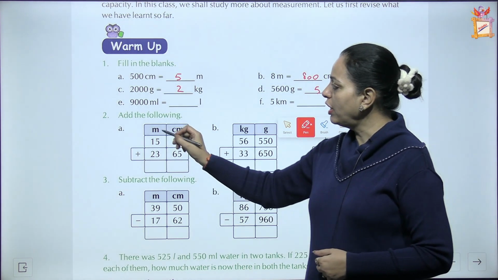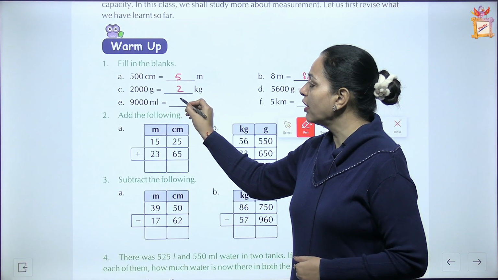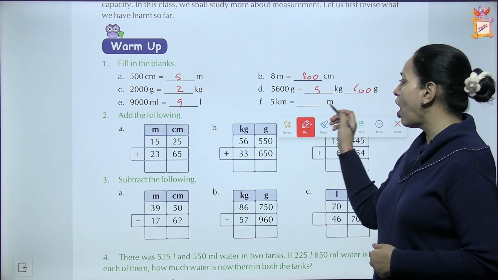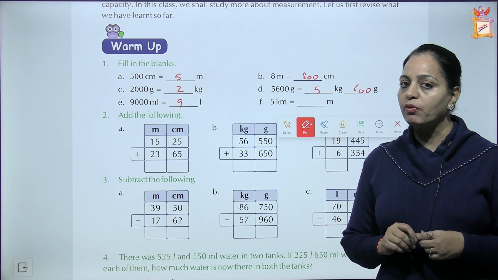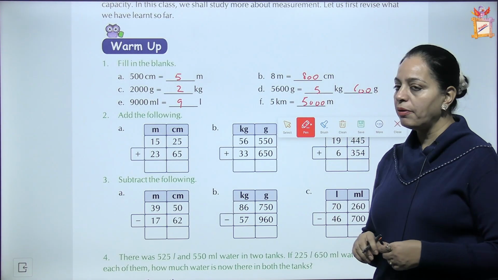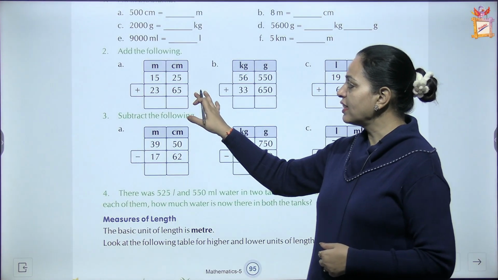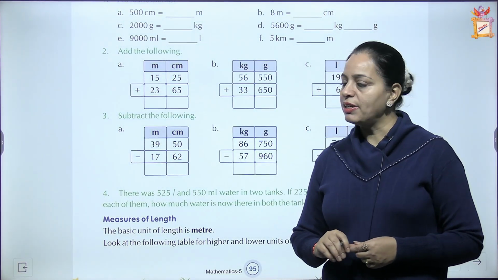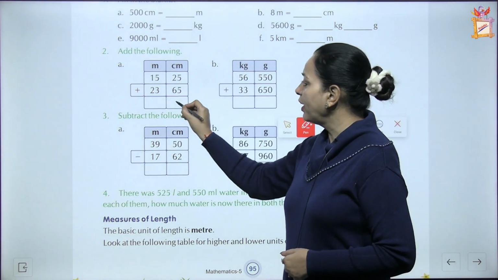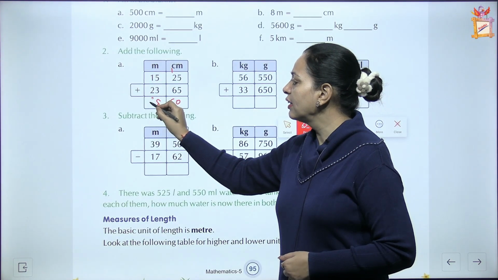Okay. So now E part, 9000 milliliter. Convert into liter. Divide by 1000. 9 liter. Now F part, 5 kilometer, how many meter? You know 1 kilometer is 1000 meter. So 5 kilometer is 5000 meter. Now the second one, add the following. So here meter and centimeter, just add centimeter. So you know very well how to do it. 5, 5, 10, 0, 1 here. This is 9. Add it.